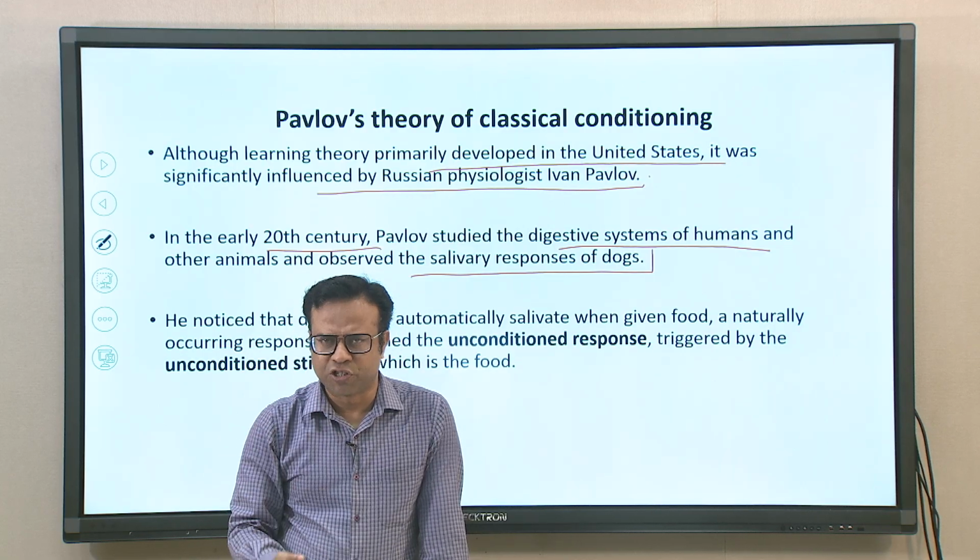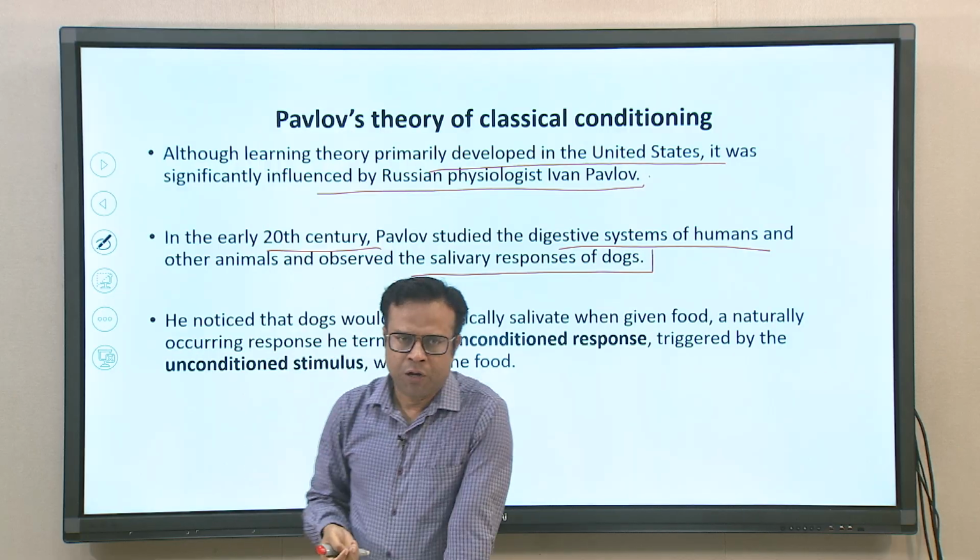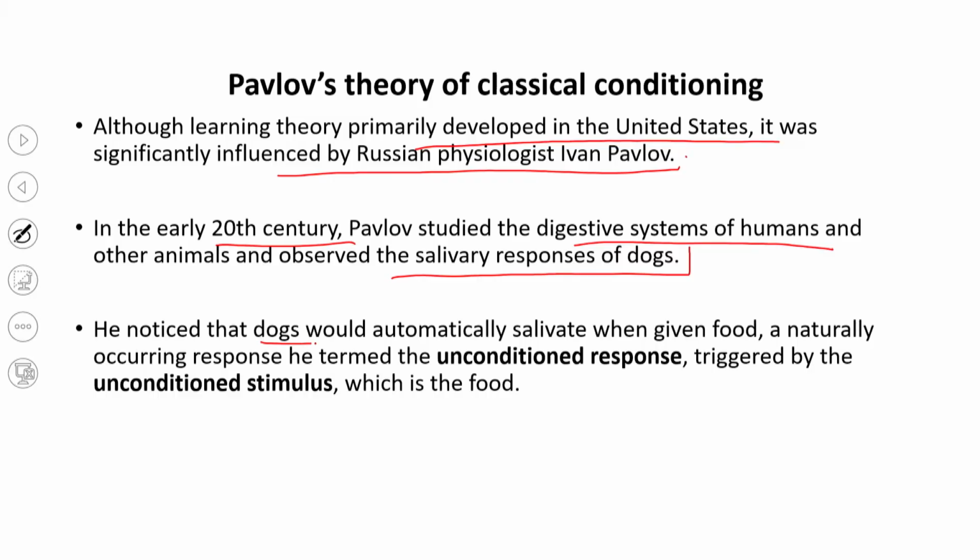and their salivary response to food and so on. So, basically he was doing some physiological research. He noticed that dogs would automatically salivate when given food. So, whenever food comes near to a dog, the saliva would appear in their mouth. This is a natural response. Okay? This is what he observed.